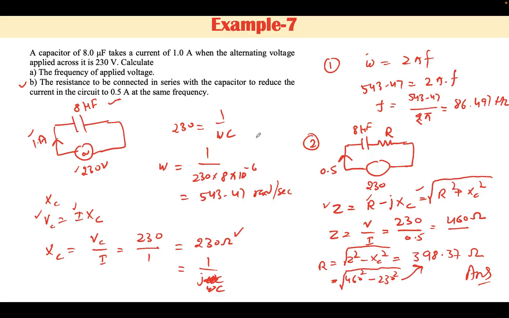It means that if we connect a resistance of nearly 400 ohm in series with this capacitor of 8 microfarad, the current flowing in the circuit will reduce from 1 ampere to 0.5 ampere.